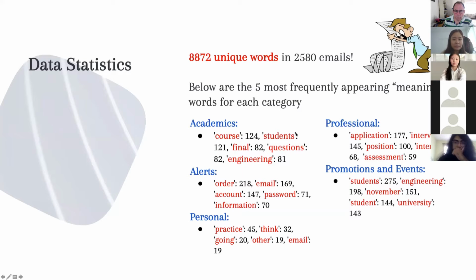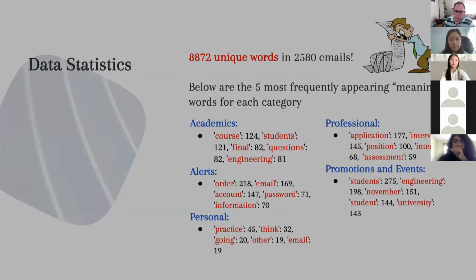Next, please. There are 8872 unique words in our email inputs, which are sorted into 5 classes of academics, alerts, personal, professional, promotions, and events. The 5 most frequent meaningful words in each category are summarized below, with their number of occurrences. These are important indications of the label of an email, except for the personal ones.